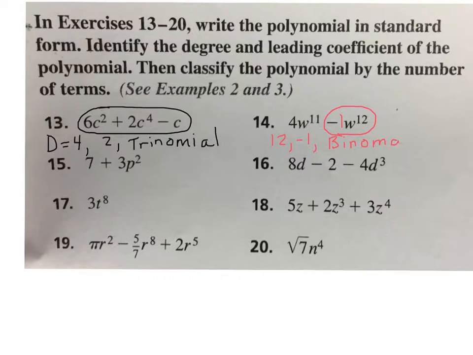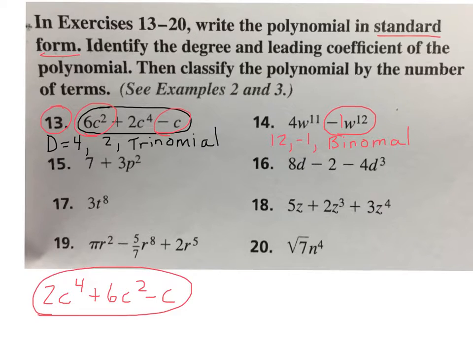Now, on both, we didn't do one thing. It says to write it in what? Standard form. Now, you did that. Write the polynomial in standard form. You did that on the sheet. Standard form just means descending order. So let's look at number 13 again. Which one of these 3 terms has the highest degree? 2c to the 4th. So you write it first. 2c to the 4th. And then what's the second highest degree? So you write plus 6c squared and then minus c. And so this right here is considered standard form because it goes from the highest degree term to the lowest degree term.